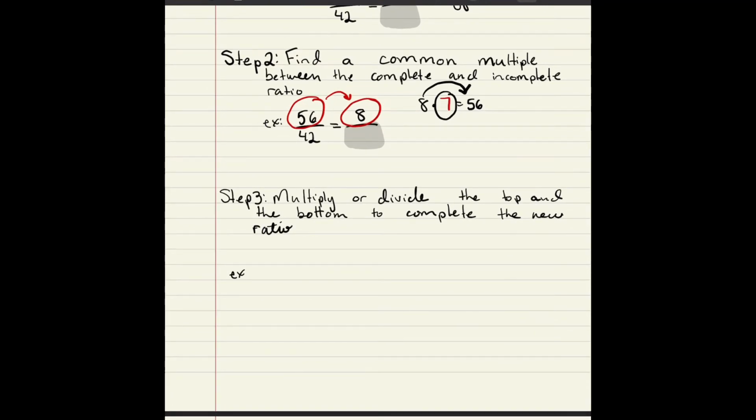And step 3 is to multiply or divide the top and bottom number to complete the new ratio. So 56, we know 56 can go into 8 divided by 7. So what we do to the top, we have to do to the bottom. So 42 divided by 7 will give us 6. So the answer is 6.